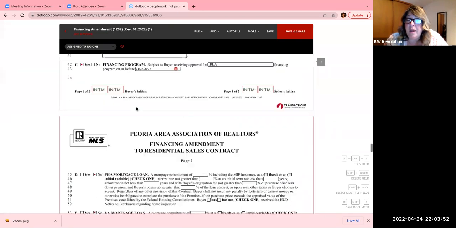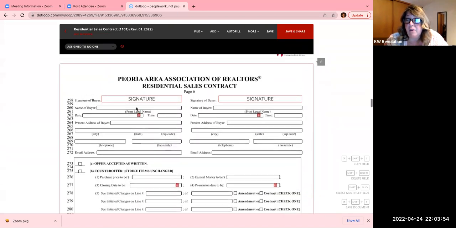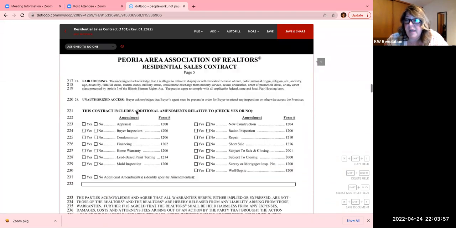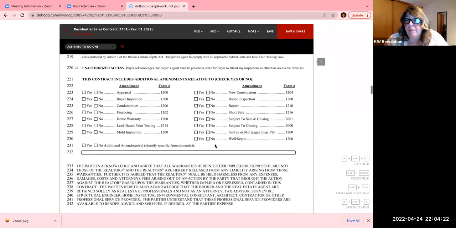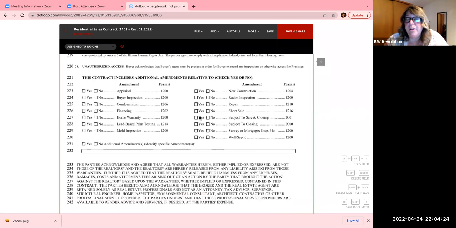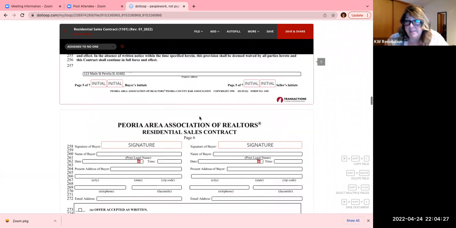Now there's a few more on page 5 that I'm not going to go through today. We'll do that at a different time, but there is an amendment for each one of these. So like I said, there's a new construction amendment. There's subject to sale and closing amendment. Each one of these, if there's a short sale, there's an amendment for it. So if you have a condo, you're going to want to do the condo association amendment because it really explains how that works when you need to be accepted into a condo association. But all of those are separate amendments. So anything that's marked yes here, you should have an amendment for it.